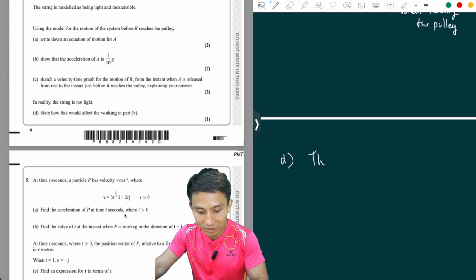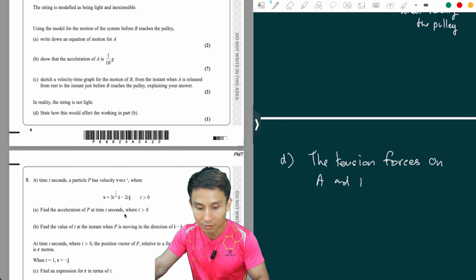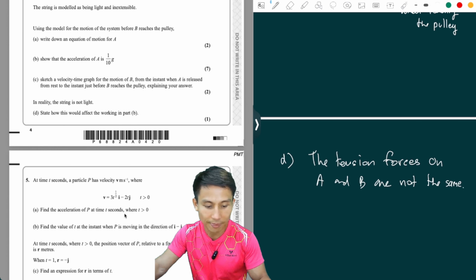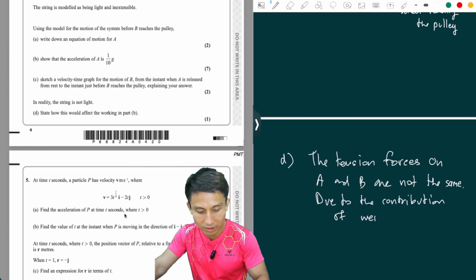So here is the effect it's asking for. The tension forces on A and B are not the same, if the string is not light, due to the contribution of weight components.